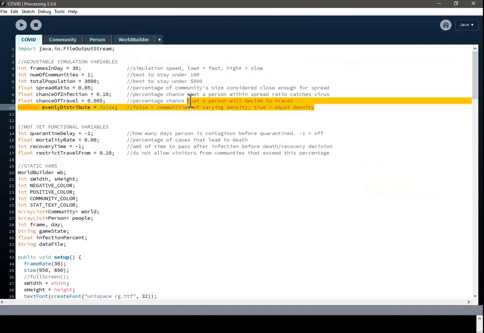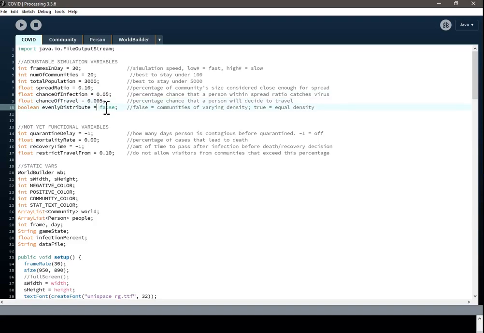I'm going to throw in a bunch of other data here and do a different simulation. Let's take a look at 20 different communities with 3,000 people. Spread ratio of 10%, chance of infection only 5%. I'm decreasing this quite a bit. 0.5% of the people will decide to travel on a daily basis.